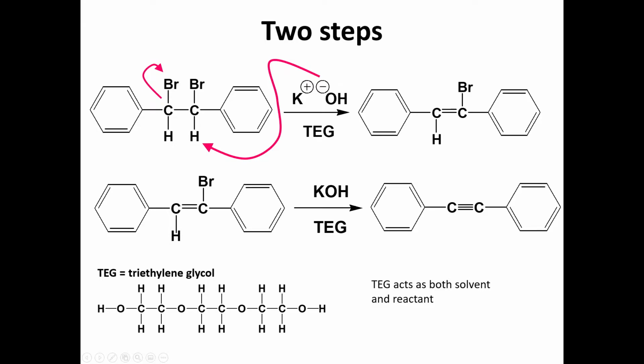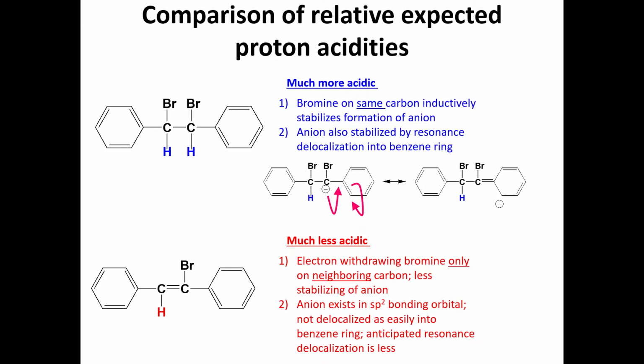Something to note is we'll be using triethylene glycol, which will act as both a solvent as well as a reactant for this reaction, and you'll see why it will be the reactant a little bit later. So in the very first step, we see that we can use potassium hydroxide to cause the very first elimination. However, for the second step, this is not possible.